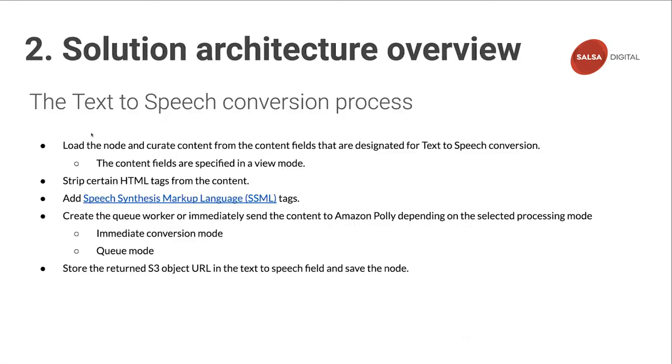So the process, as I mentioned, is that once you save the node, you get the content fields. You can specify the content fields using a custom view mode we created for the node. We don't want all fields to be converted to speech. For example, if you have an image field, there's no point. But you can specify which field, let's say the body field or description, or any other text-based field. And you can also arrange the ordering of the fields. For example, if you want the body to be narrated before the description, you can do that by arranging the fields in the view mode.